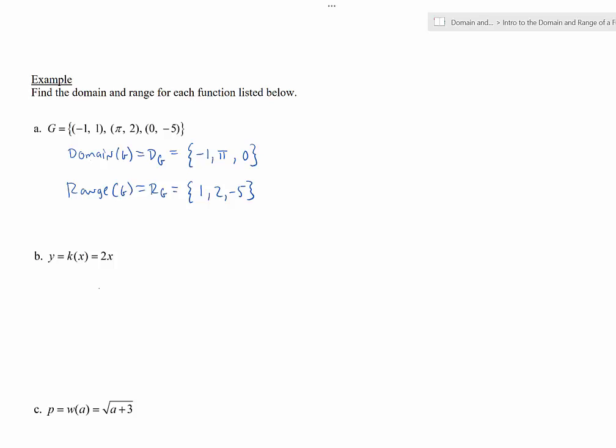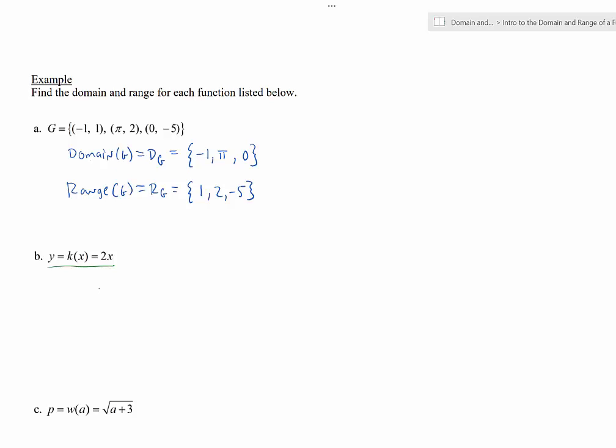So having said that, here we have the function in part B. y is k of x, k being the rule: take the input x and multiply it by 2. That's it. So you think, is there any real number x for which when you multiply it by 2, you get something that is not a real number? And the answer to that is no. Every time I take a real number x and multiply it by 2, I still get a real number.